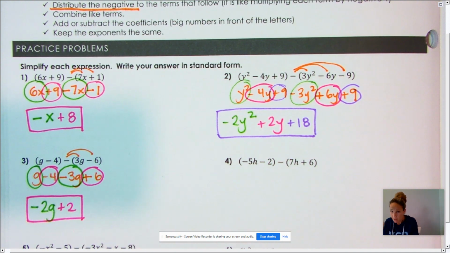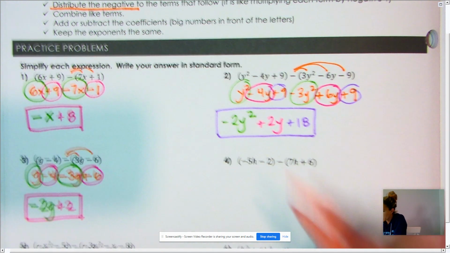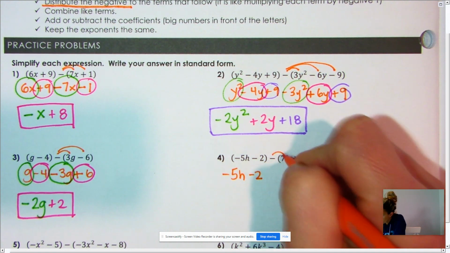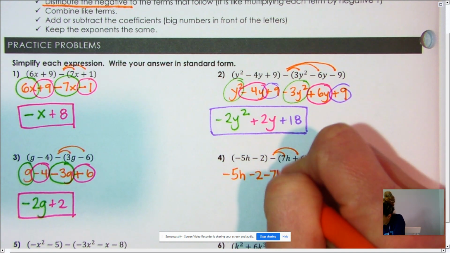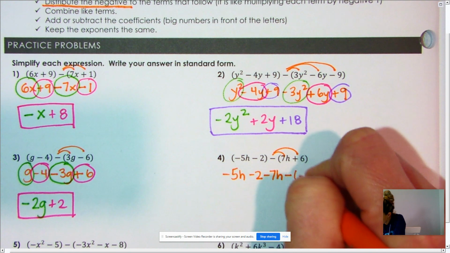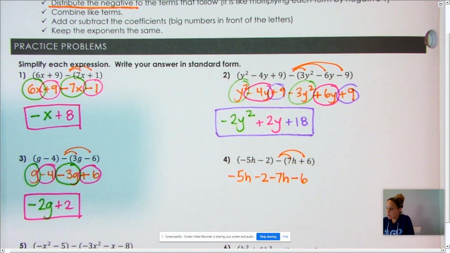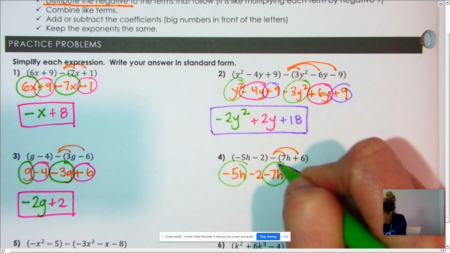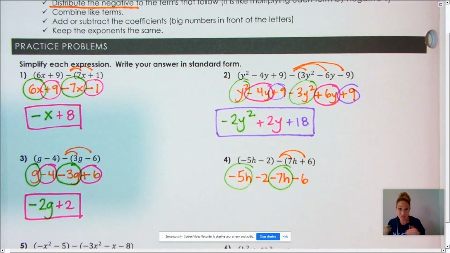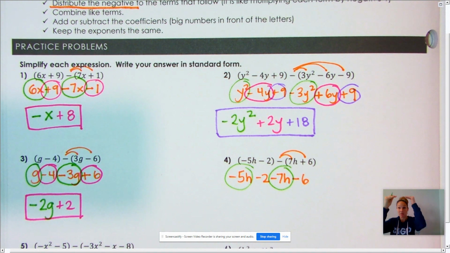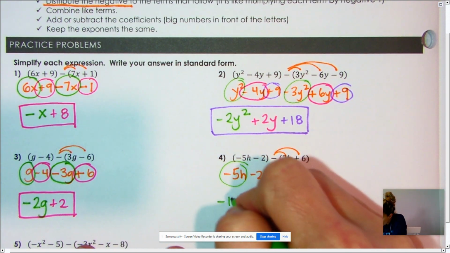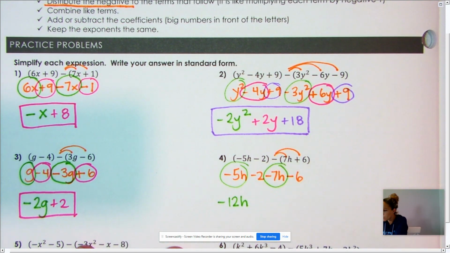Okay, number 4. Our first step, remember, is copy the first one. Negative 5h minus 2. We distribute the negative. So negative 7h and then negative 6. So now we're going to put together our like terms. We're going to start with our letters, negative 5h and negative 7h. If the signs are the same, there's nothing to cancel. So think about, I'm taking away 5 and then I'm taking away 7 more. All together, how much did I go down by? I dropped by 12 h's, so negative 12h.